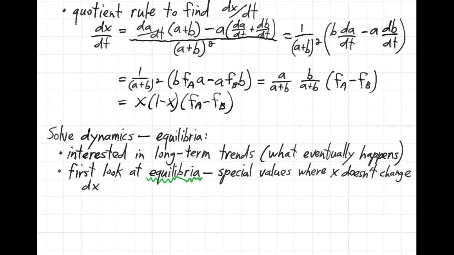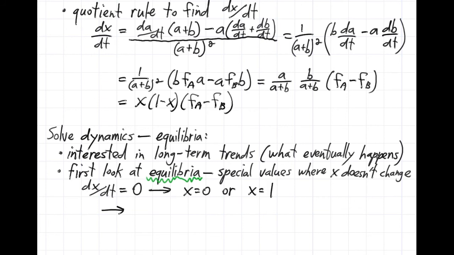So we want to know, when is it that dx dt is equal to 0, so X doesn't change? Well, this form of the equation is really handy to figure that out, because dx dt can be equal to 0 when three things are true. Either this first factor is 0, or the second factor is 0, or the third factor is 0. The first case is just if X is equal to 0. And the second case is if 1 minus X is equal to 0, or X is equal to 1.